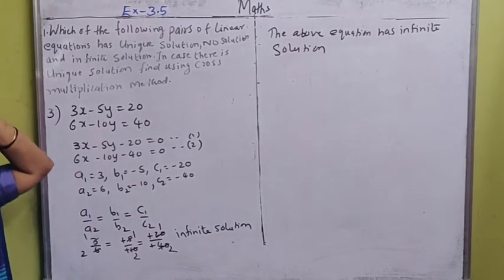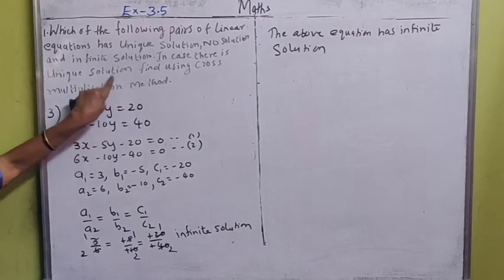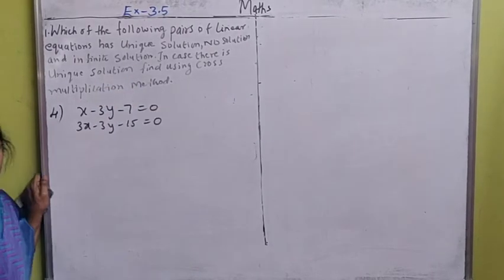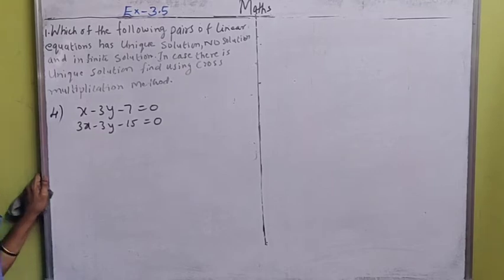So what he has told, cross multiplication we can use only for what? Unique solution. It is not a unique solution here, so no need to find out the x and y values. Now let us see the fourth sum in the first main. See what is given.